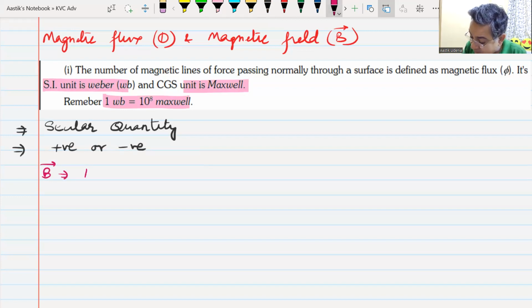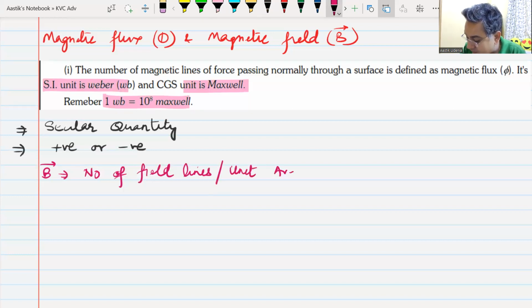It is the number of field lines passing. Number of field lines passing what? Per unit cross-section area. Per unit area. Do we understand this? Yes, sir. Magnetic field is the number of field lines passing per unit area.